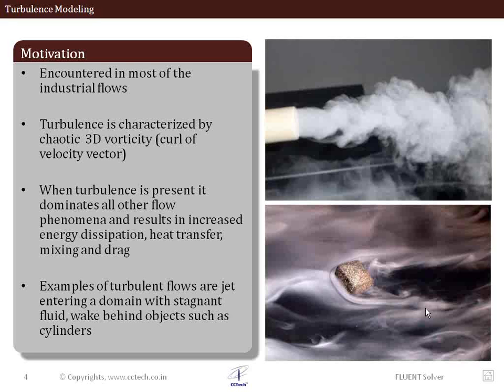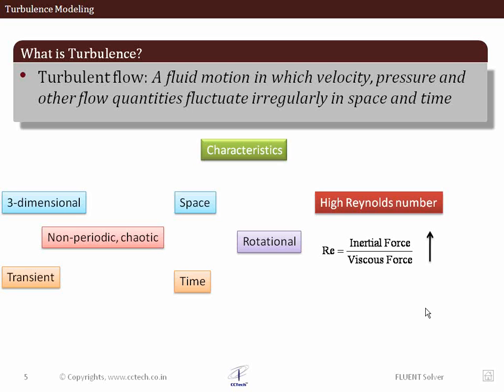There are some examples: a turbulent flow can occur when a jet enters a stagnant fluid, starts interacting with it and becomes turbulent. There can be a wake behind cars or blunt bodies, which also causes turbulence. Just to have an idea about the different characteristics of turbulence, it's a fluid motion in which all the flow dependent variables like velocity, pressure, and any other flow quantity fluctuate irregularly in space and time.